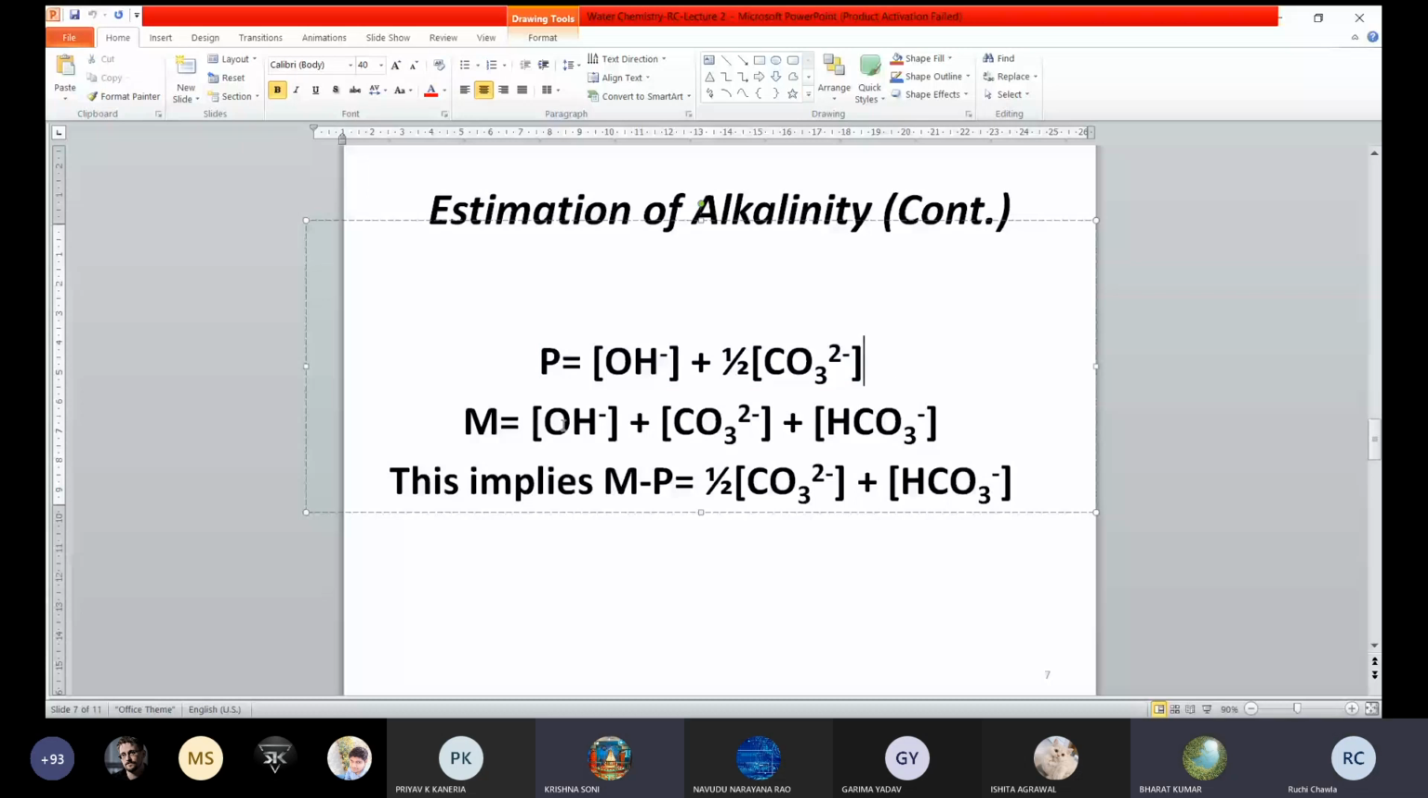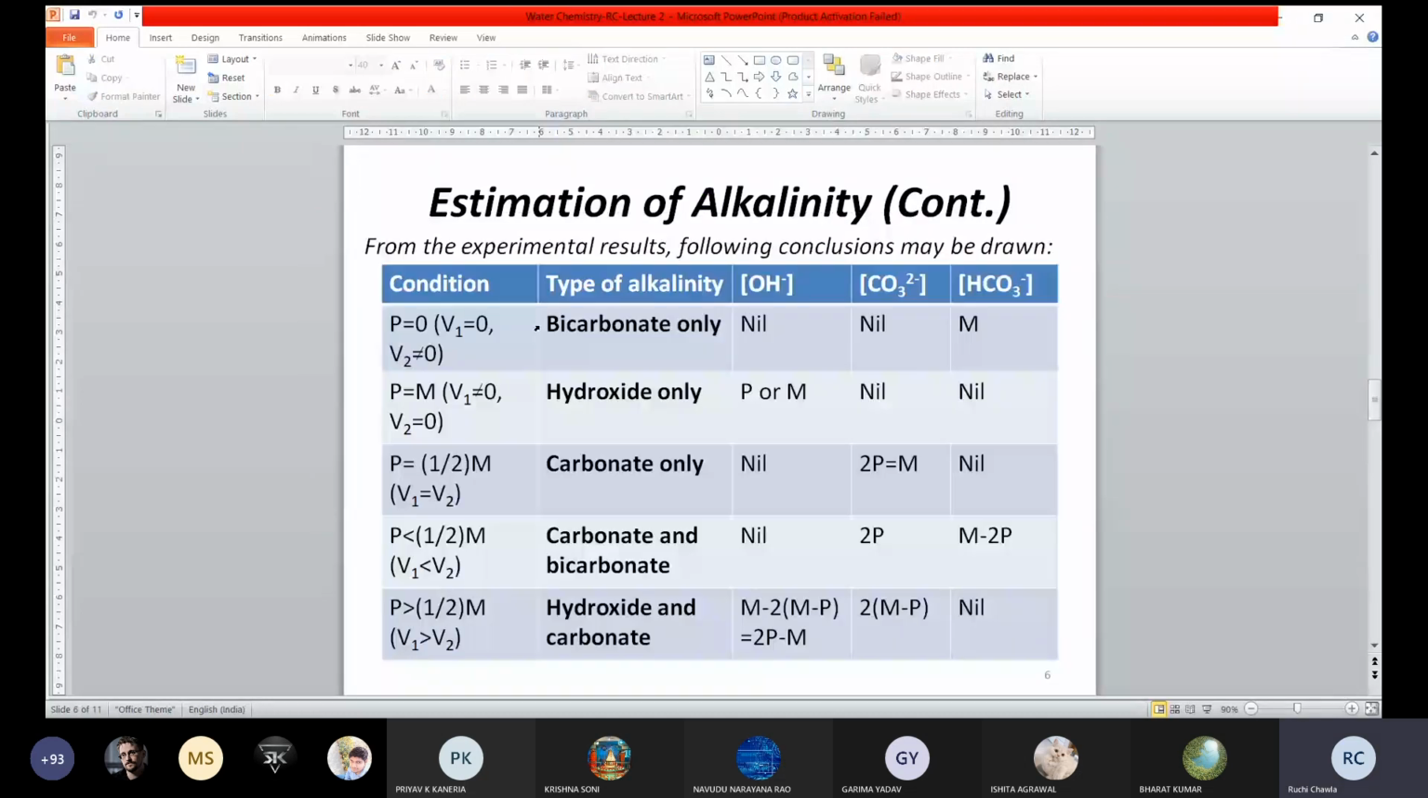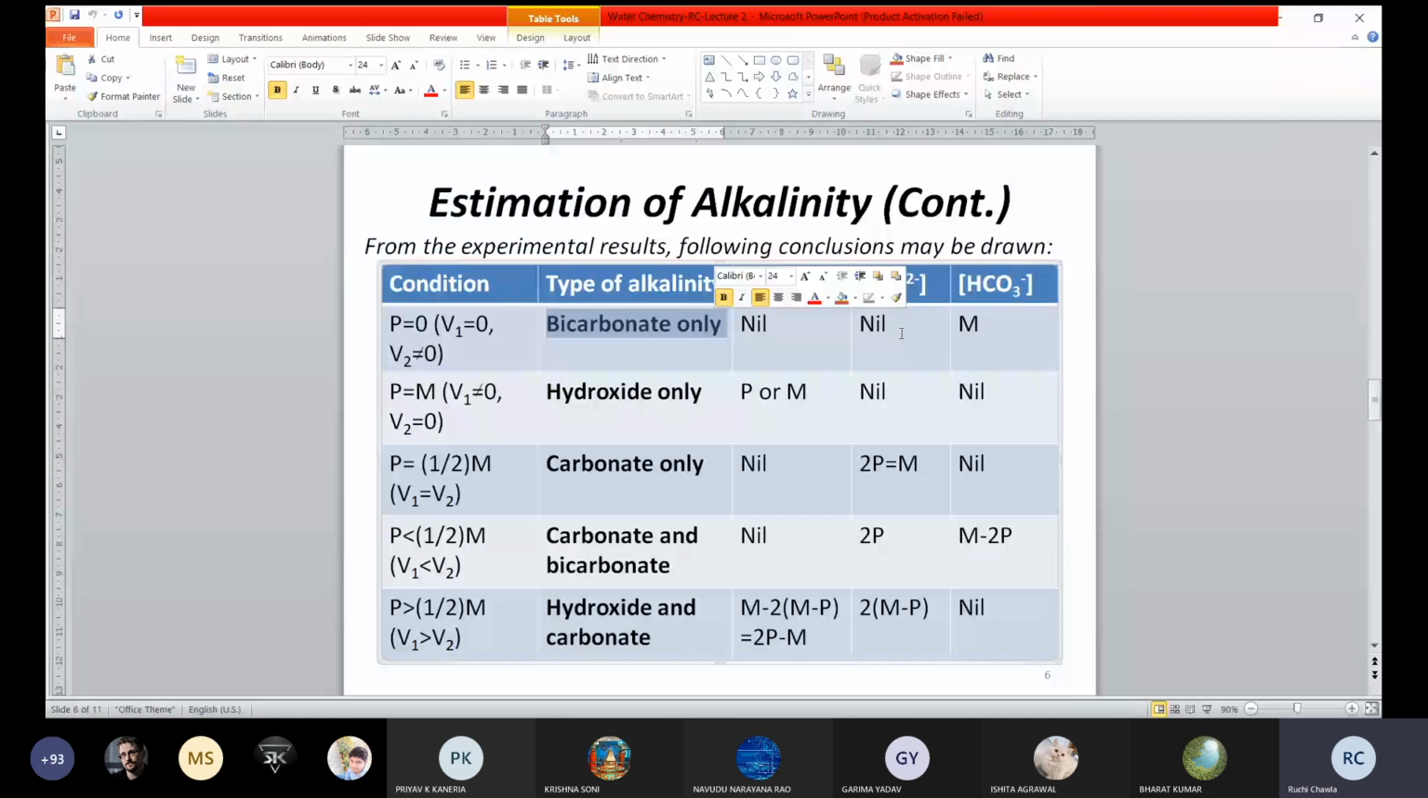Bicarbonate. So this is the case. Condition number 1 is the case of bicarbonate only, and bicarbonate concentration will be given by what? These two terms are 0. From the second equation, bicarbonate ions will be given by M. So just go back and see if P is 0 or V1 is 0, it is the case of bicarbonate only. Hydroxide will be nil, carbonate will be nil, and bicarbonate concentration will be given by M. Clear?